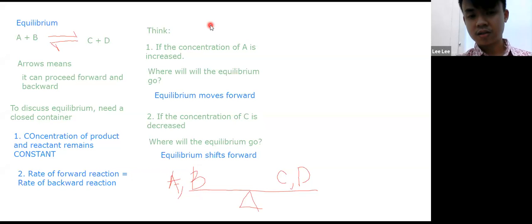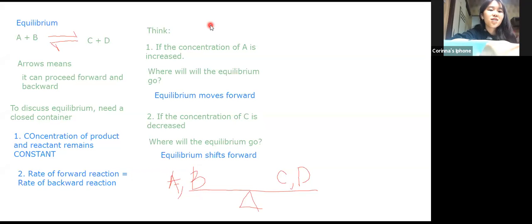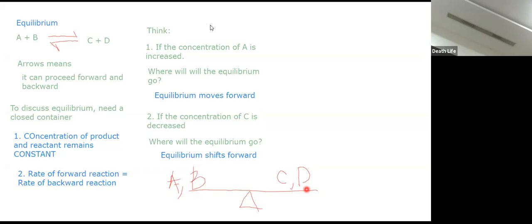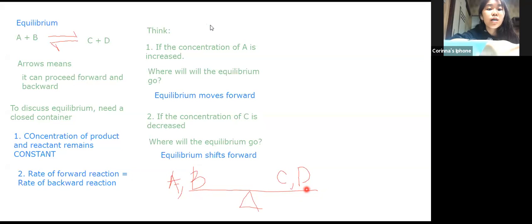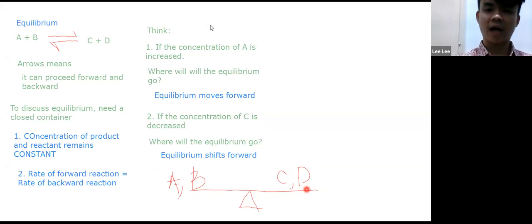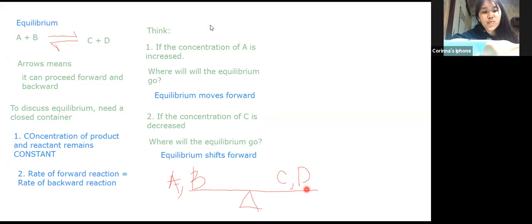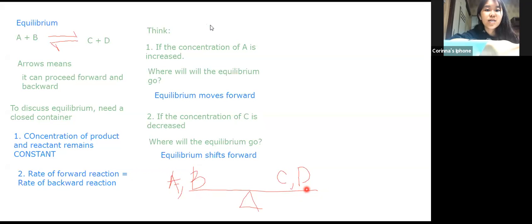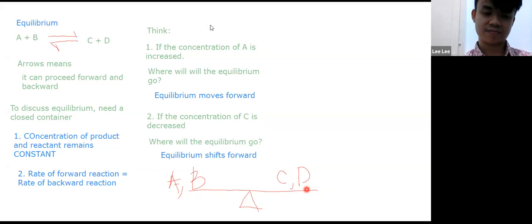I don't really understand number 2. Number 2, when you decrease the concentration of C, this plank will tip to where? A and B, left side, right? How are we going to balance it back? Where should we put the extra load? No, the balance fell to the left side already. So where should you add the load again to balance it back? C and D. Okay, that's why you say the equilibrium shifts forward.